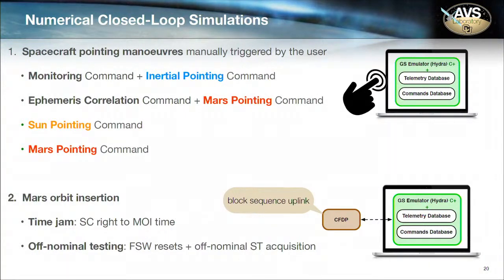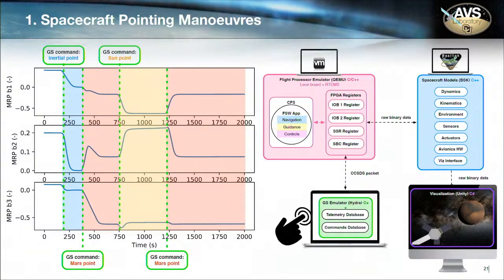We'll also see the delta V burns, of course, which are related to the propulsion cards within the PCU. And most interestingly, we'll see a lot of nominal testing, where there will be several modeled flight software resets and nominal star tracker acquisition. But before that, we'll start with the spacecraft pointing maneuvers.